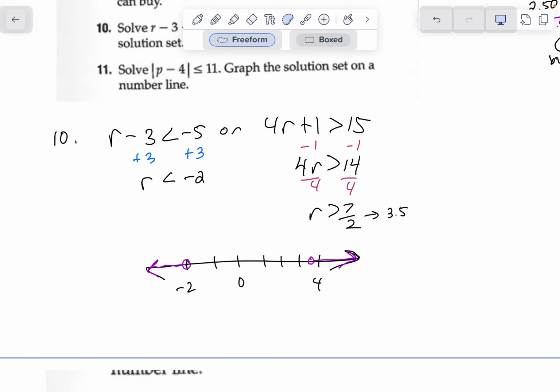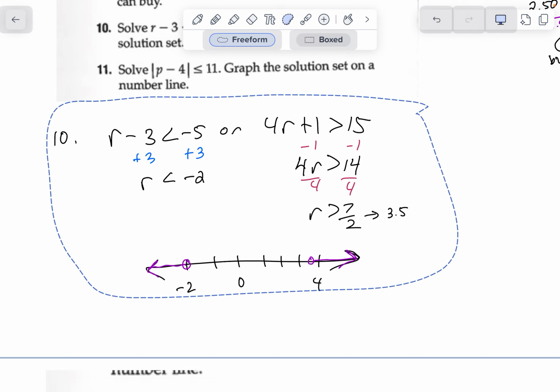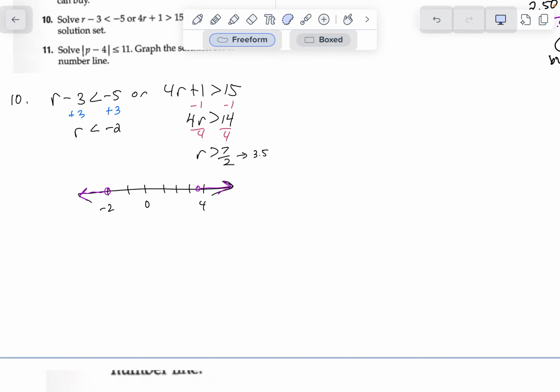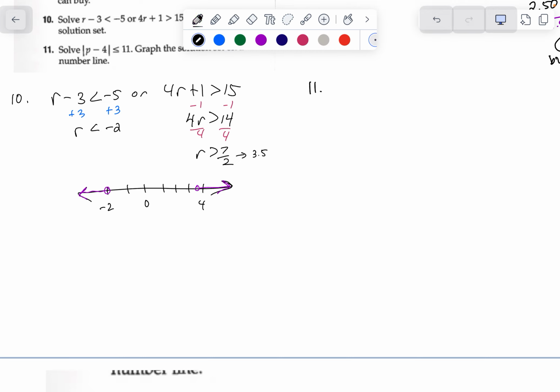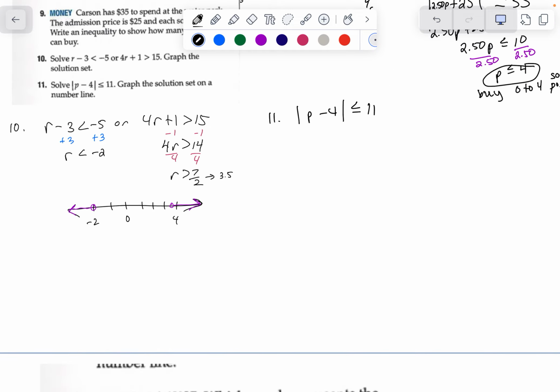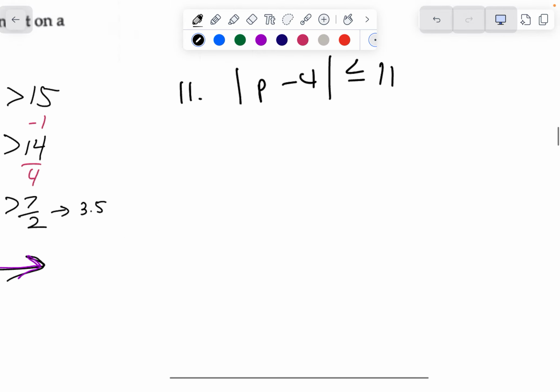Okay. So there's number 10. Let's take a look at number 11. I'm going to write it over here. Now let's look at the instructions. It says solve the inequality and graph the solution set on a number line.